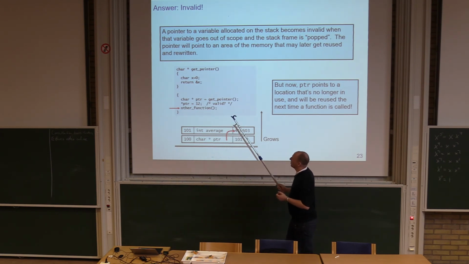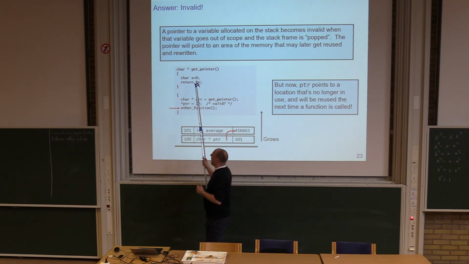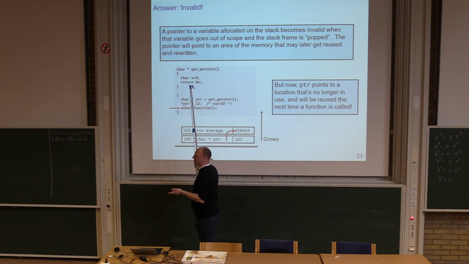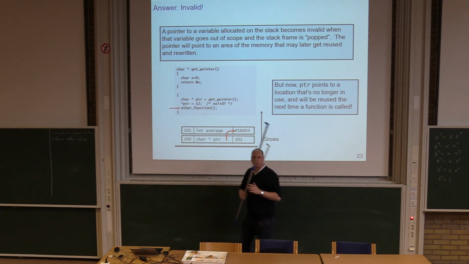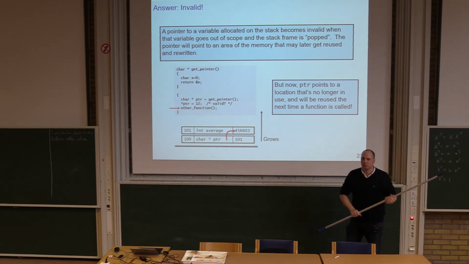But what is possible to do is to allocate the memory inside the function, not on the stack, but on the heap. And there are different commands for doing that. There is, which we will discuss later, malloc, which will give you some arbitrary piece of memory that is not on the stack, and that memory you can refer to also after you have returned from the function. Other questions?